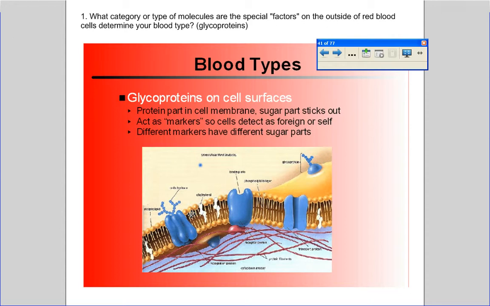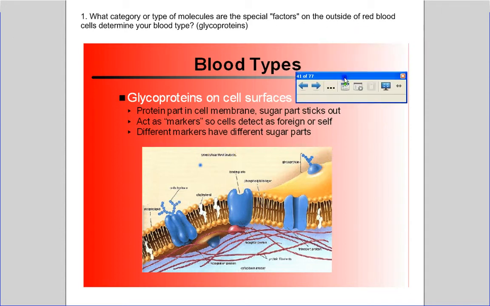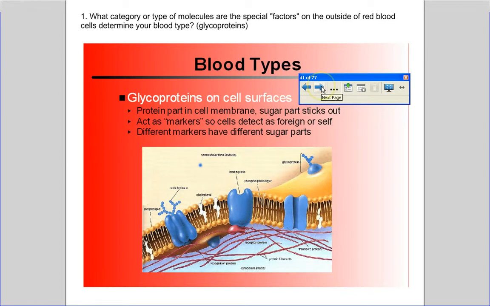But if you end up being given blood that has different markers on it that your body doesn't recognize as self, in other words, it thinks it's foreign, then your body is going to attack it, and it can cause you to die. So it's really important that you get the right type of blood if you're given blood. Okay, so different markers have different sugar parts on them. So we're going to look at the different blood types.